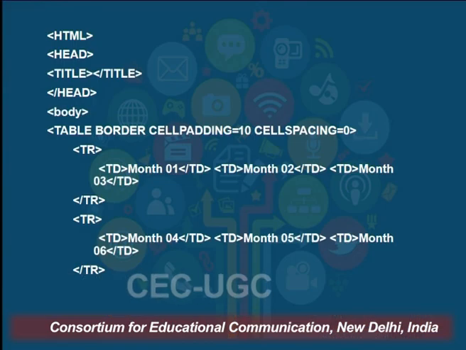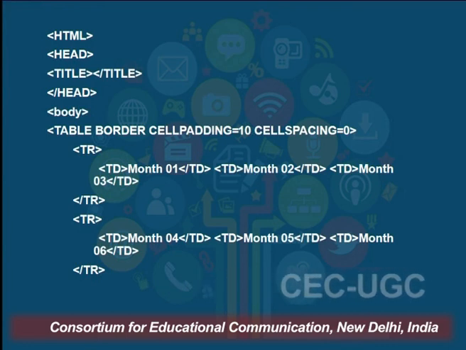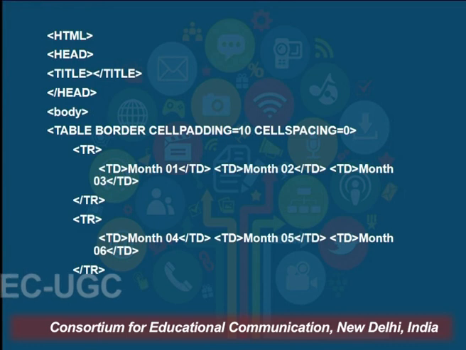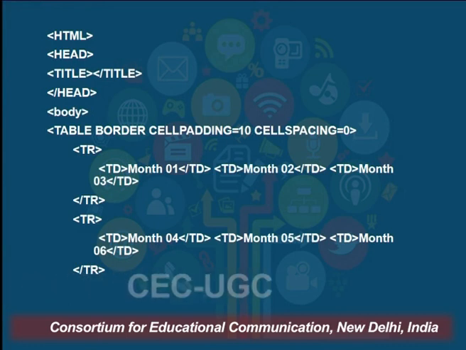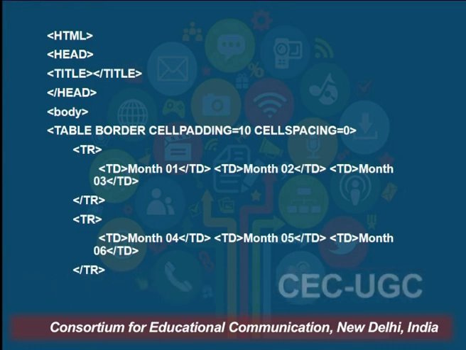So you will write table border cell padding is equal to 10. That means we are specifying that we need a space of 10 pixel around the content of the cell, and we are specifying cell spacing.